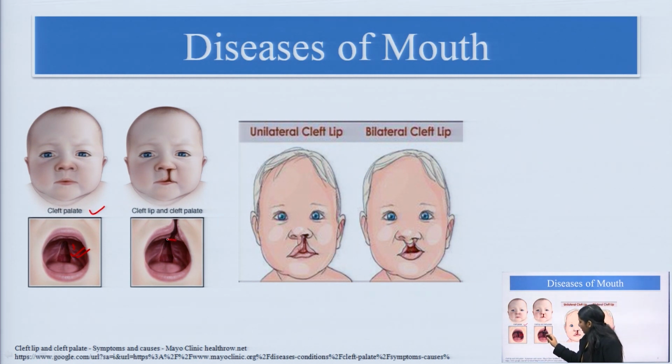Means the palatine bones are not present and lip closure. You can see there is a lip opening. So, there the two conditions are there. One is a cleft lip and cleft palate.